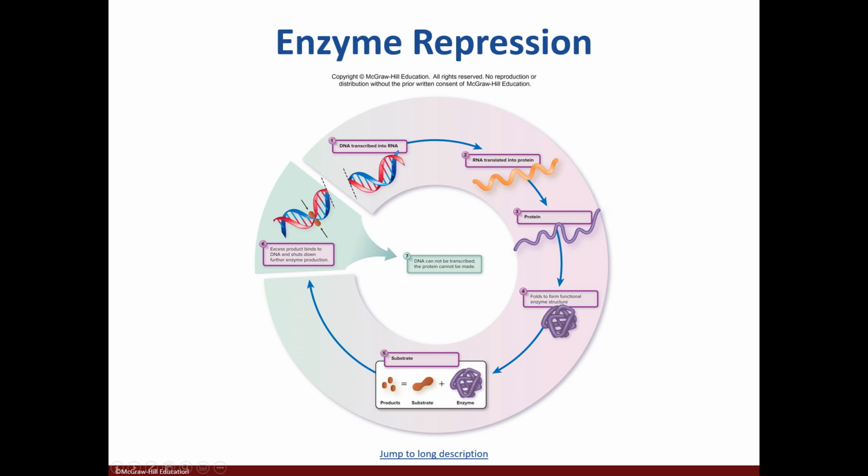The normal process is transcription, in which DNA is transcribed into mRNA, and then translation into protein. Enzyme forms and acts on the substrate. The product can then come and bind to DNA and repress the production of the enzyme.